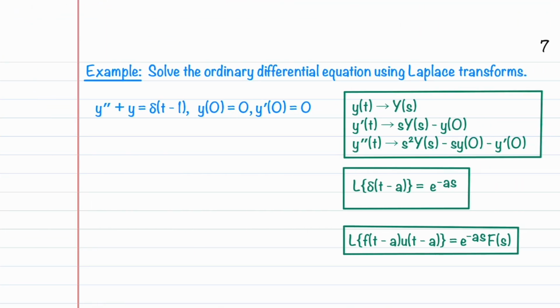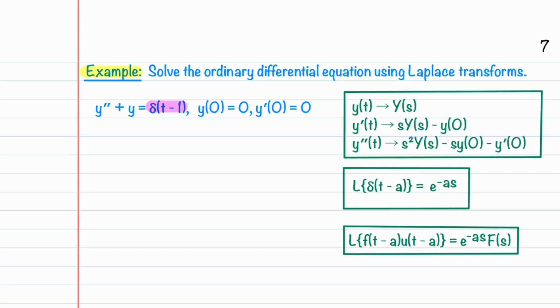We're going to use Laplace transforms to solve an ordinary differential equation where the forcing function or input is a Dirac delta function. The equation that we're going to be solving is y double prime plus y is equal to delta of t minus 1. The forcing function delta of t minus 1 acts instantaneously at t is equal to 1.